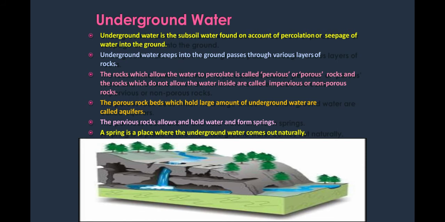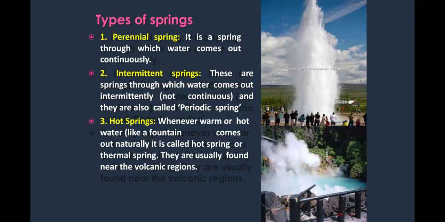Now, if you are familiar, a spring is where naturally the water occurs. Now, springs are again of types. A perennial spring is a spring through which water comes out continuously, as the name suggests.